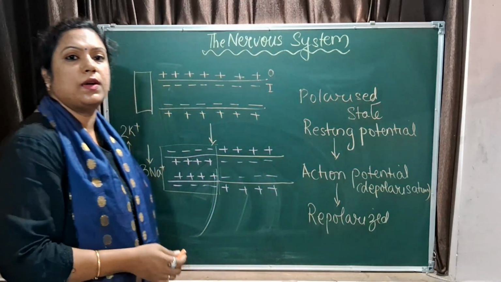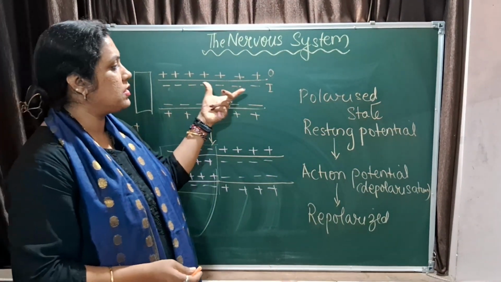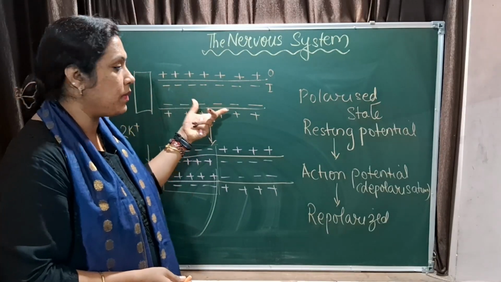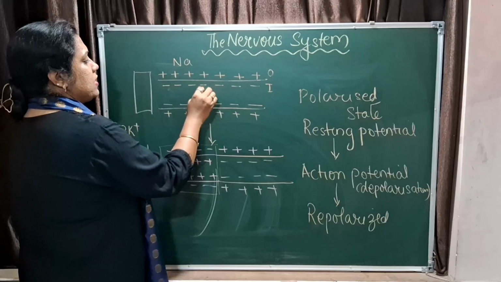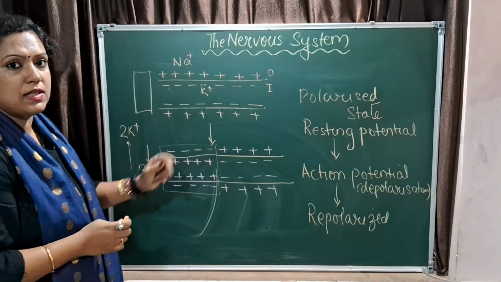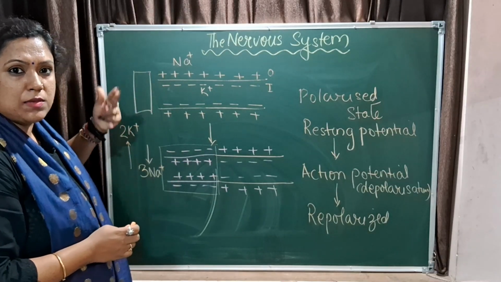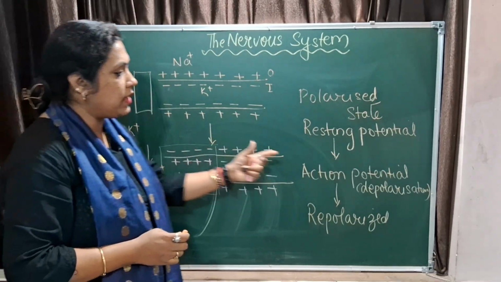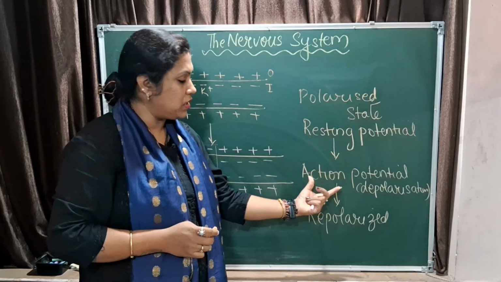Is that clear, everyone? So which ions are involved? Sodium and potassium. What are the steps? First, the resting potential is a polarized step. In that case, what happens? Sodium is out and potassium is in, right? Now once the impulse hits the axon, then what happens? Sodium starts moving in and potassium starts moving out. This creates a condition of depolarization, which is called action potential.